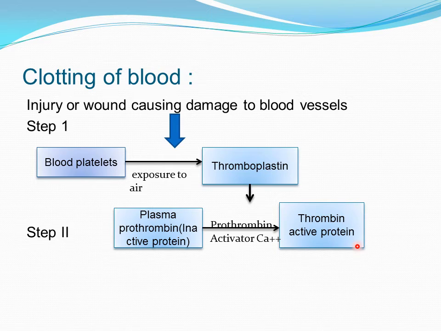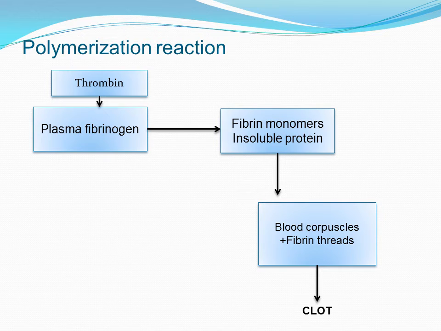So let us see what is happening in the next step. Might be this thrombin is again involved in certain reactions. So what is happening? Now the thrombin which was being formed in the previous slide in active form, what is it doing? Now thrombin acts as a proteolytic enzyme, and it converts the soluble fibrinogen molecules present in the blood to insoluble fibrin monomers. Is it clear?